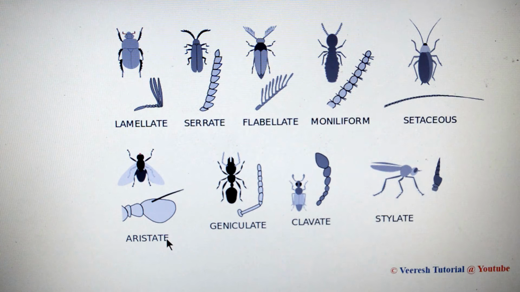Next one is the aristate type of antenna. Here the flagellum is single segmented which bears a large conspicuous bristle. You can see here, this is called the arista. This type of antenna is called the aristate type of antenna, present in horseflies.